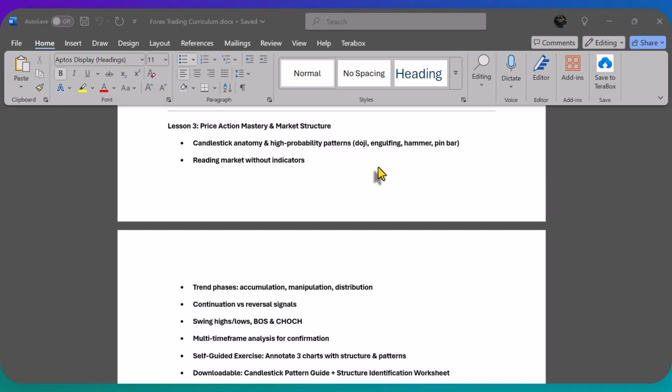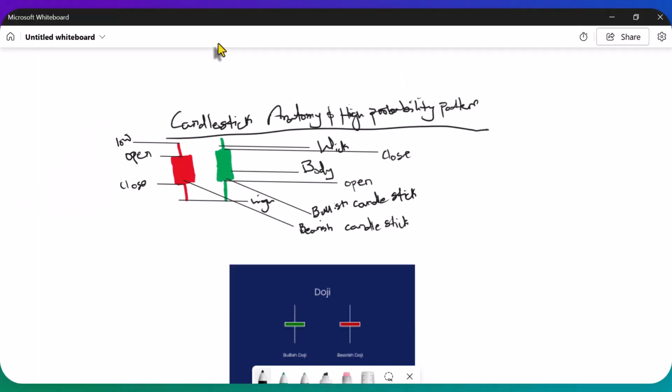So now let's start with candlesticks. Now, what is a candlestick? A candlestick has four main parts: the open, the close, the high, and the low. And there are two types of candlestick: a bearish candlestick and a bullish candlestick. Most of the time, a bearish candlestick is red on the charts, and a bullish candlestick is green on the charts.